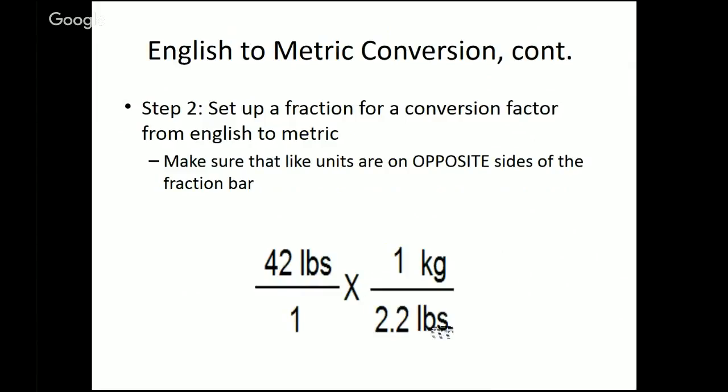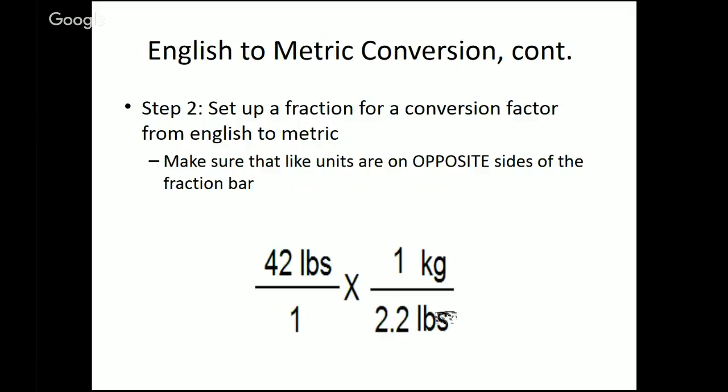Now I'm going to multiply this times a second fraction, and my second fraction is going to be my conversion factor. So since I've got pounds in the numerator of the first fraction, I know I'm going to have pounds in the denominator of my second fraction. I want to jump from pounds to grams, but I really don't know anything about how many grams are in a pound.